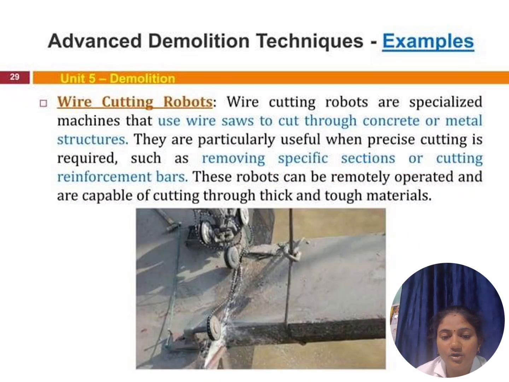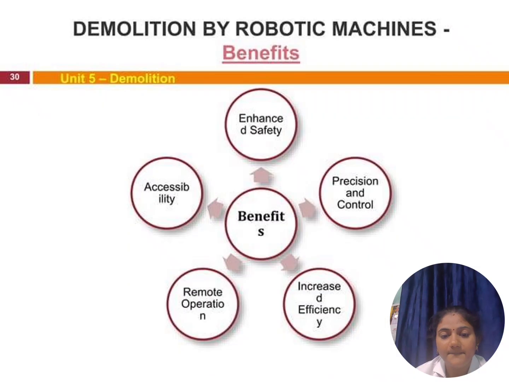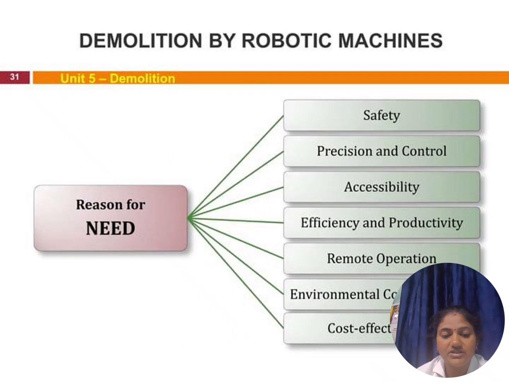And then wire cutting robots, and here it is used to cut through steel or metal structures, and they remove specific sections or cut reinforcement bars. And then by using these robotic machines, we have increased efficiency and remote operation, where no labor is used, and it provides accessibility to the robotic machines. And demolition by robotic machines ensures safety, efficiency and productivity, and remote operation is enough, and environmental constraints and cost effectiveness.